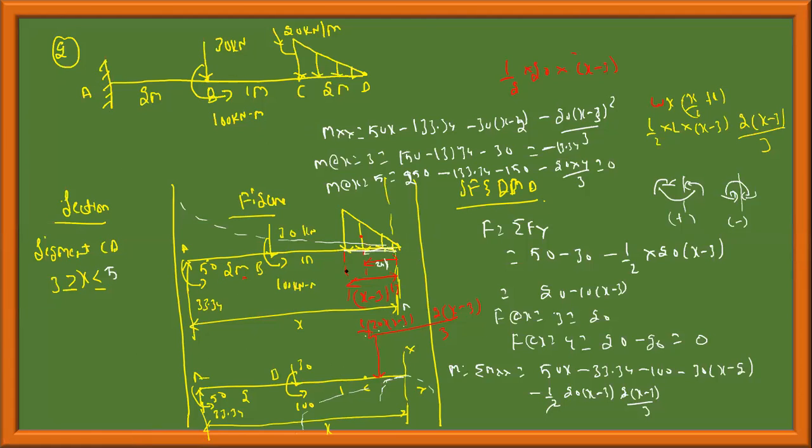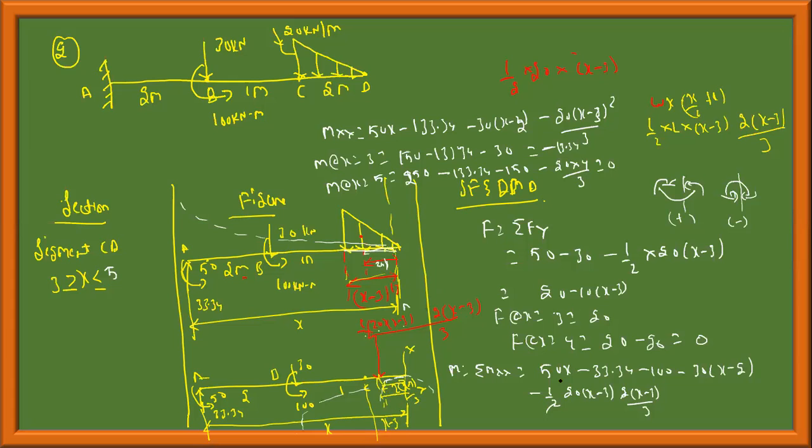this length from here to here, this length is x. x minus 3 will be this length indicated in red. Therefore, the centroid from here to here, this is x minus 3. This will be 2h by 3, that is 2 into x minus 3 by 3. That's what I have taken.